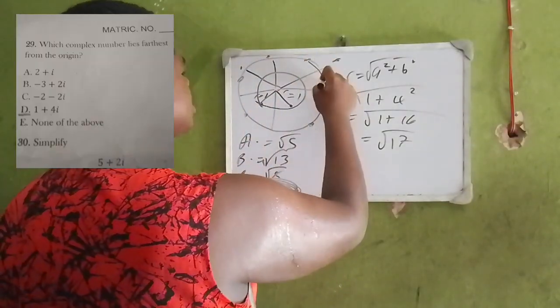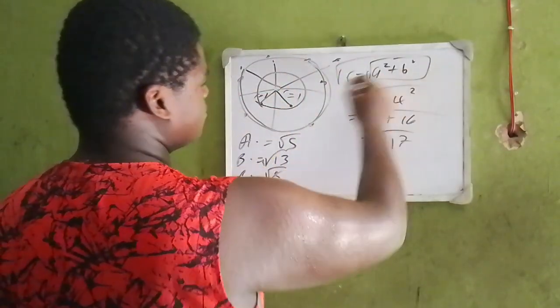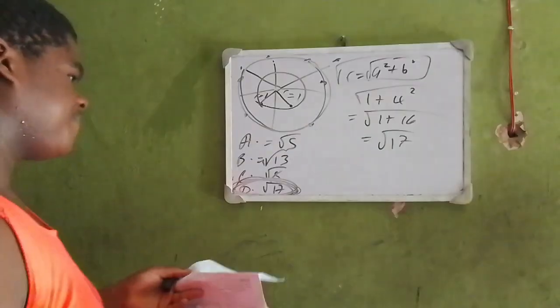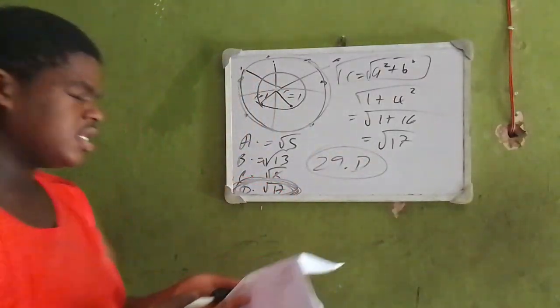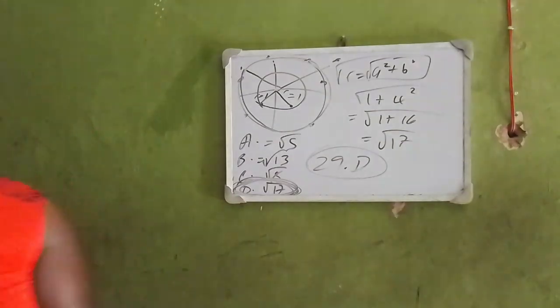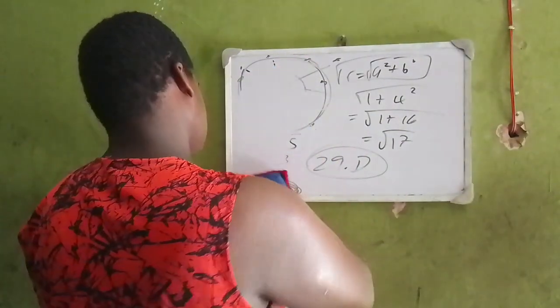No need for you to check which angle it is. Just look for the radius that is the largest and use this formula to get the radius. So the answer is option D. 29, option D. It lies at the farthest distance from the origin. So option D, 1 plus 4i is the answer.